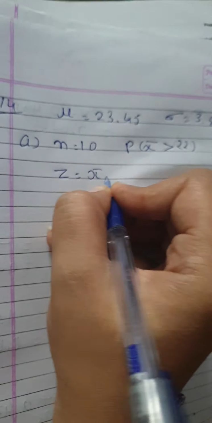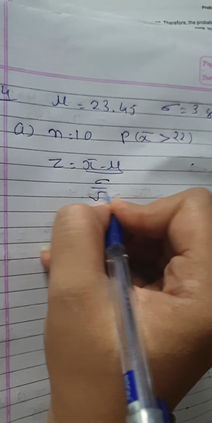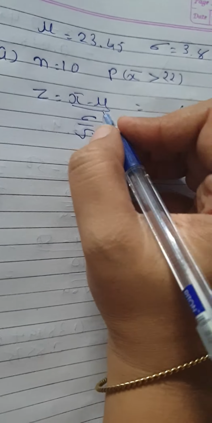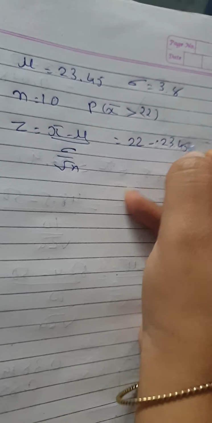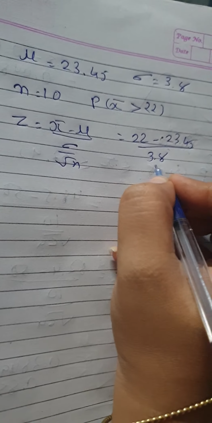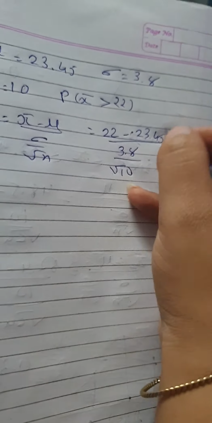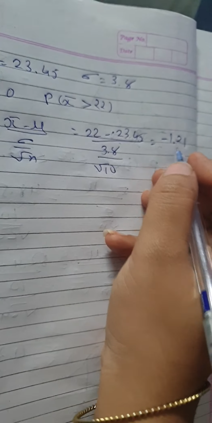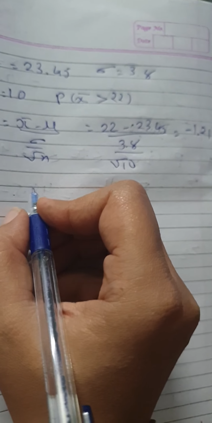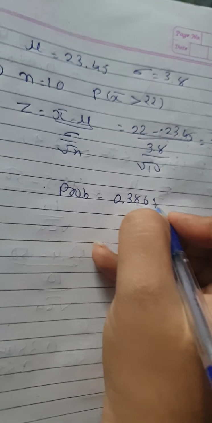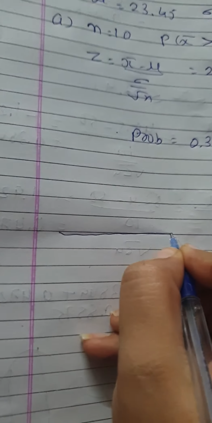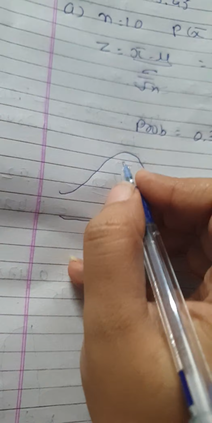z equals x bar minus mu upon standard deviation root n. Right, so x bar is 22 minus 23.45, standard deviation is 3.8 upon root 10. So the answer will be minus 1.21. If you are checking out the table value for 1.21, you will get the probability of 0.3869. Right, now let me show the normal distribution curve how it will be prepared.